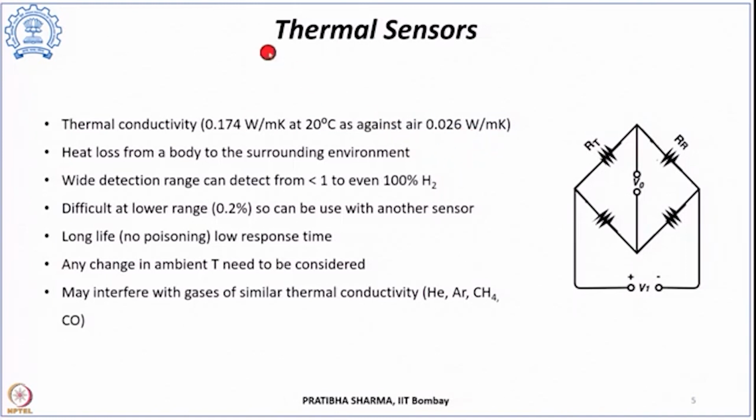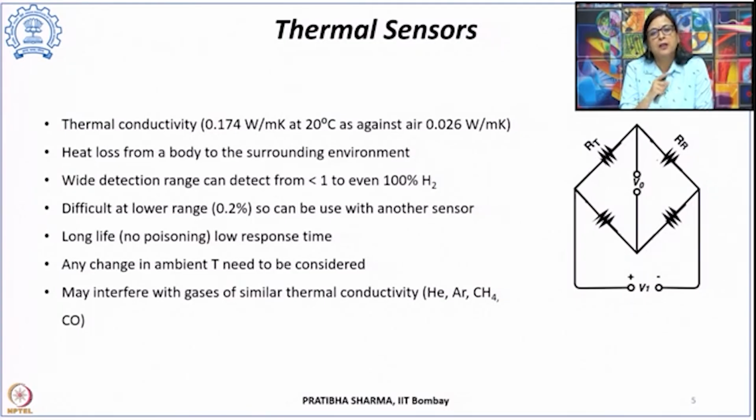So, the principle of these thermal sensors is based on heat loss from a particular body, that is the sensing element, to the surrounding environment or the surrounding gas. Now, the extent of heat loss from a sensing element will depend upon the thermal conductivity of the surrounding environment. For example, if there is more and more of hydrogen in the environment, then the heat dissipation will increase because the thermal conductivity of hydrogen is higher. So, as such that correlation we can use to find the concentration of hydrogen in the environment.